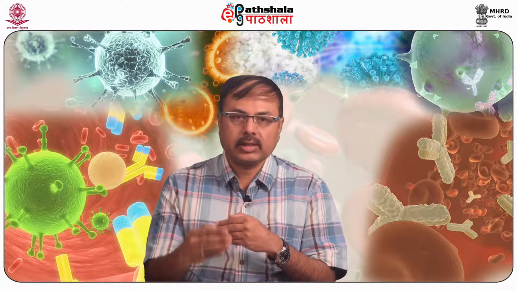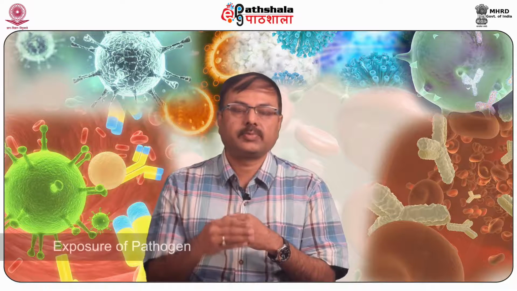The response to pathogens is coordinated by the complicated interactions and activities of the large number of different cell types involved in immune response. The innate immune response is the first line of defense and occurs soon after the exposure of pathogen. Innate immune response is carried out by phagocytic cells, namely neutrophils and macrophages, natural killer cells, and granulocytes.